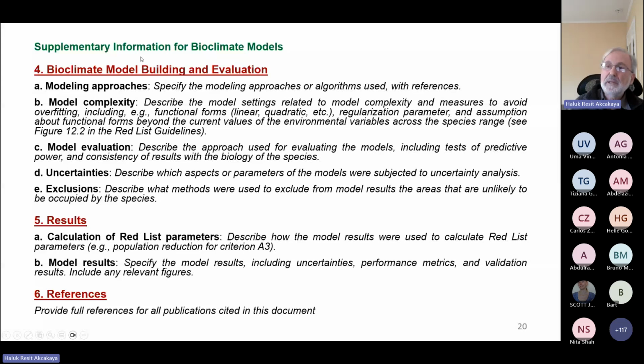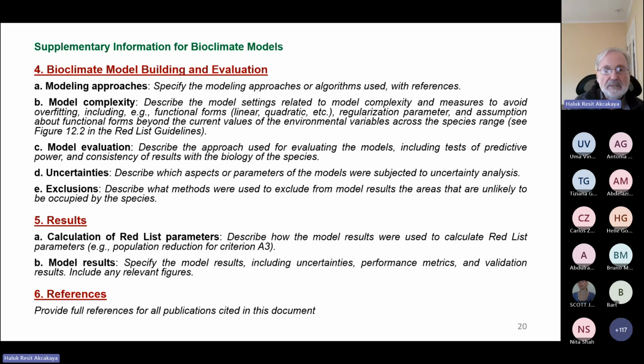And then there is information about the actual model that is used, like the modeling approach, which is, for instance, Maxent or random forest or regression or whatever else, and other details of the modeling, and then how you use the results to calculate the red list parameters, and the references. So these are the headings for the supplementary information.